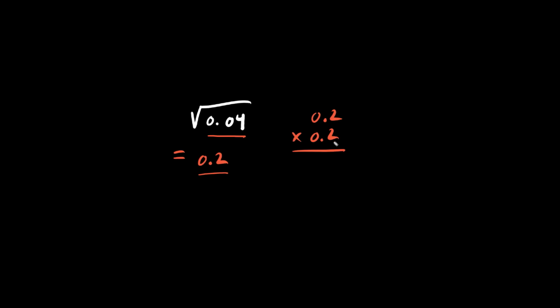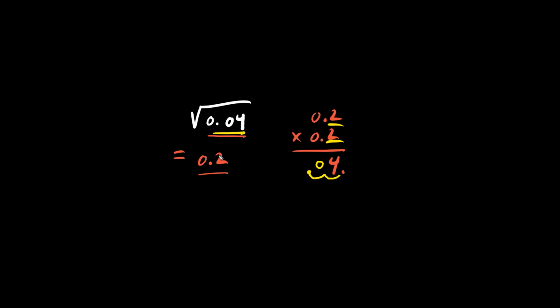How do we multiply with decimal numbers? We multiply 2 times 2 is 4, and we count how many decimals there are after the decimal place. We have a 2 and a 2 here, so that's 1 digit, 2 digits. So we jump 1, 2 digits to the left, and our new decimal is here. So the answer is 0.04, which is here in the radicand.